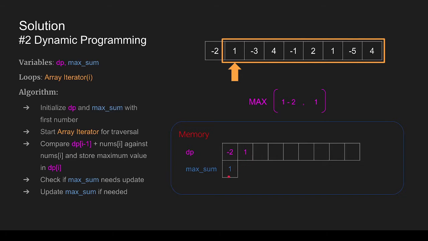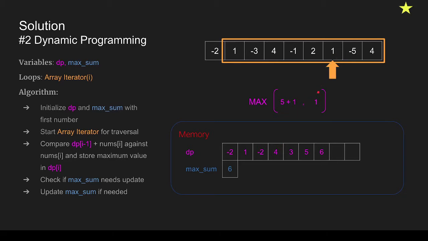And max sum was previously -2, and now it gets updated to 1 because 1 is higher than -2. Then the algorithm goes on to element -3, where the value dp[i-1] plus the current element becomes -2, and the maximum of them is -2. Because -2 is less than the maximum, it doesn't get an update. And the algorithm continues until this place where the iterator is pointing at value 1.